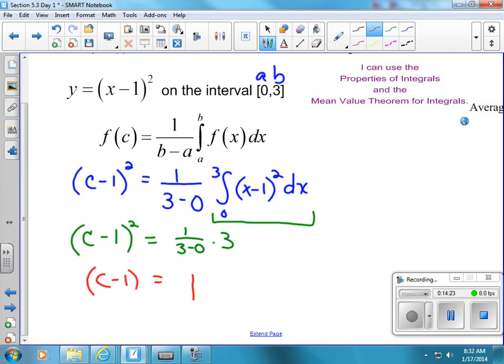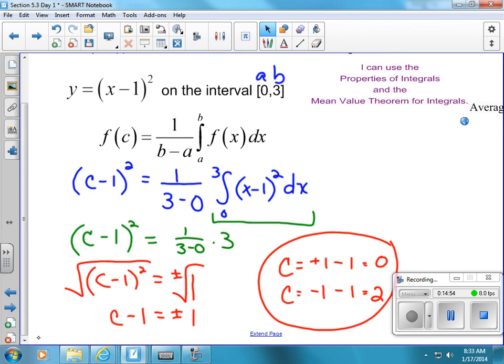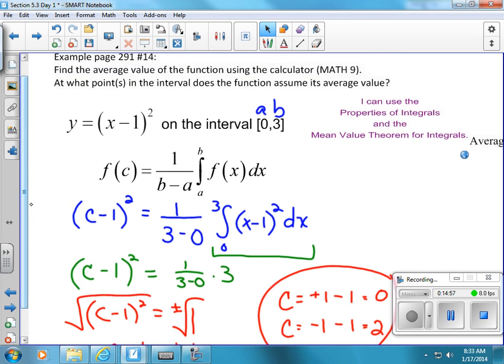And c minus 1 squared, we need to take the square root of both sides. And we should have a plus or minus 1 here. So c minus 1 equals plus or minus 1. Therefore, we have two answers, right? C equals plus 1 plus 1, and C equals minus 1 plus 1. So 0 or 2, at both those points, values of x, that should be where our function reaches its average value.